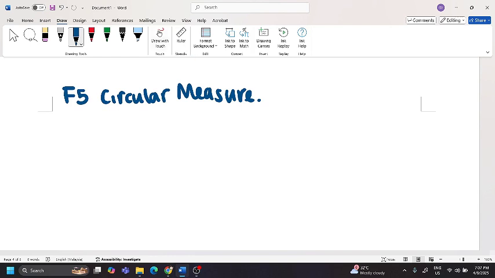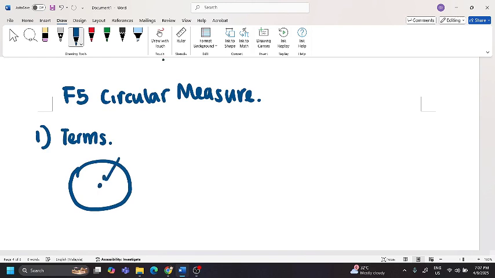So the first thing is what? The first thing is knowing your terms. First thing is know all the terms from inside the circles. What are the terms? Okay, this is a circle and here is what? The central point. Usually they will label it as O.